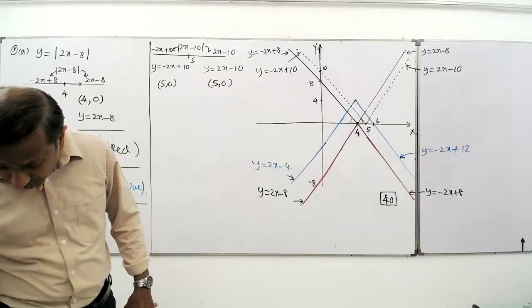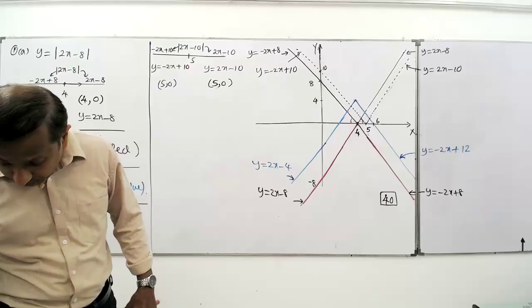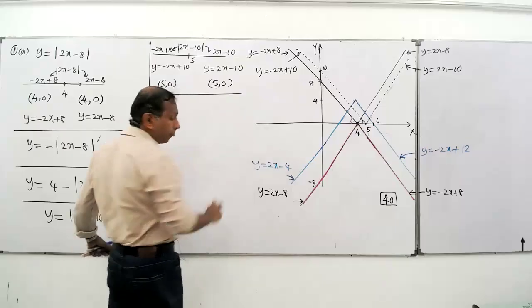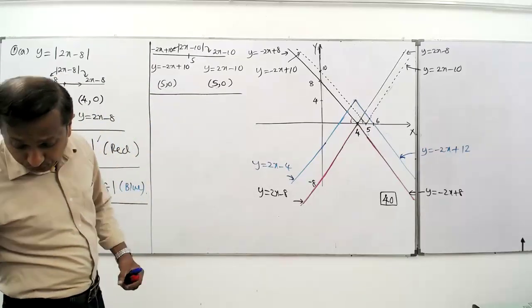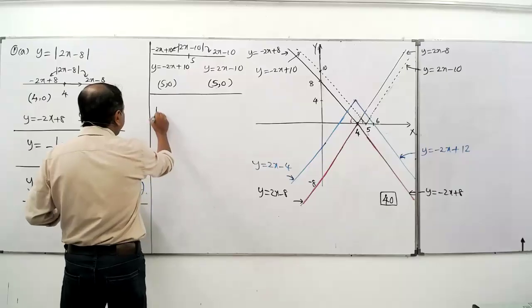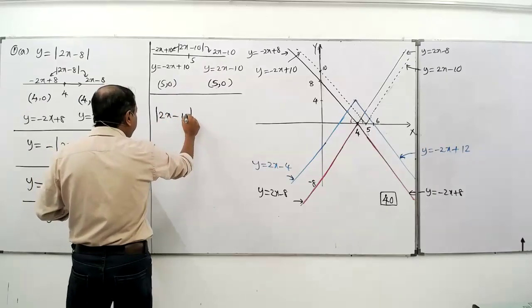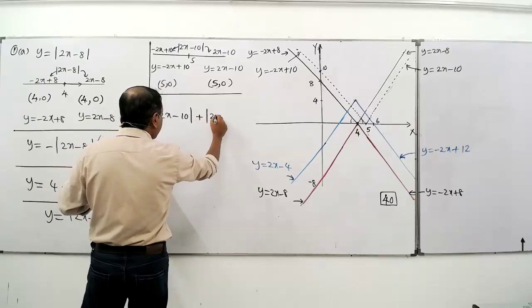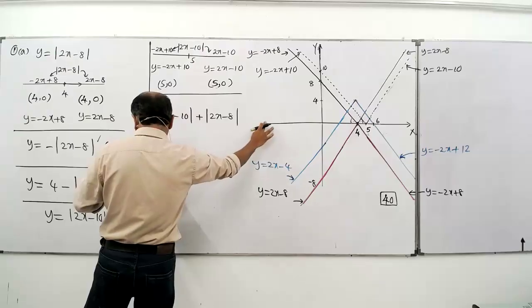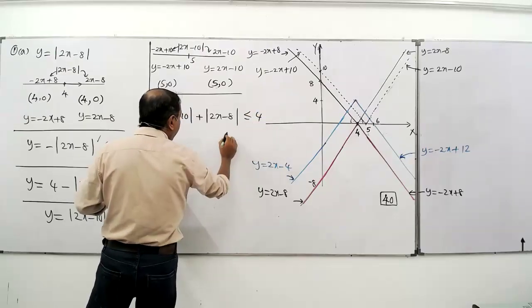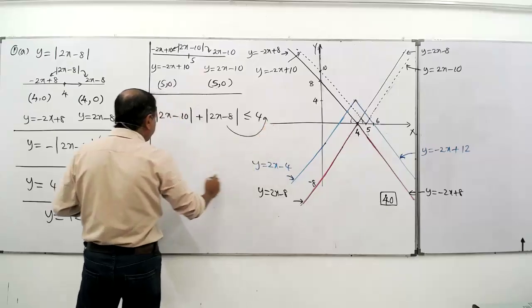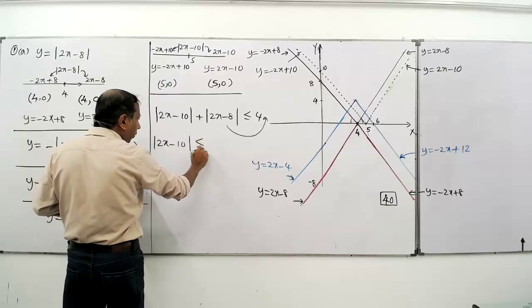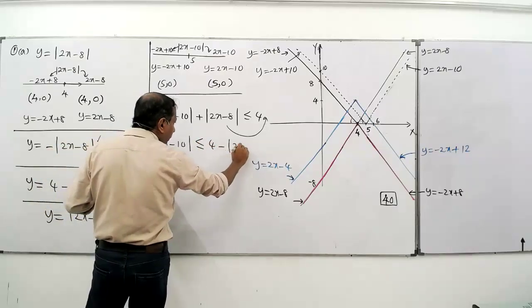Okay. Now the next one: hence find the value of x satisfying the inequality. Right. Okay. We get |2x minus 10|, and |2x minus 8| less than or equal to 4. I will bring this to the right hand side now: |2x minus 10| less than or equal to 4 minus this now.